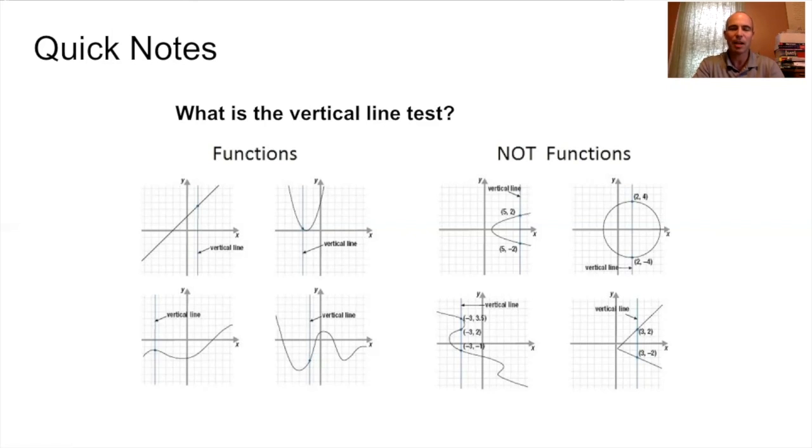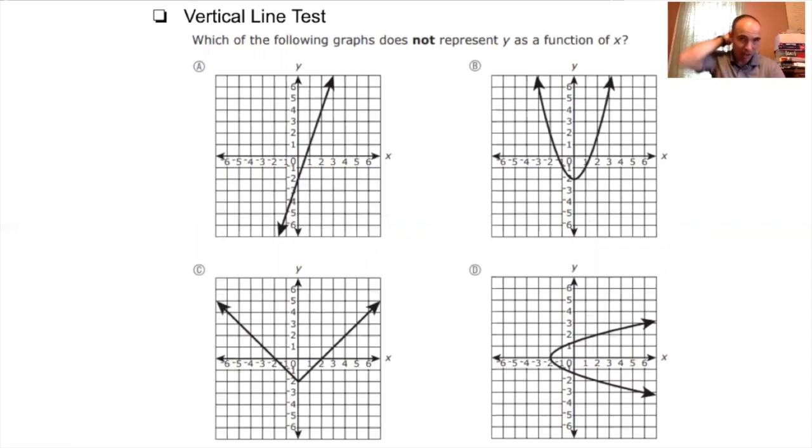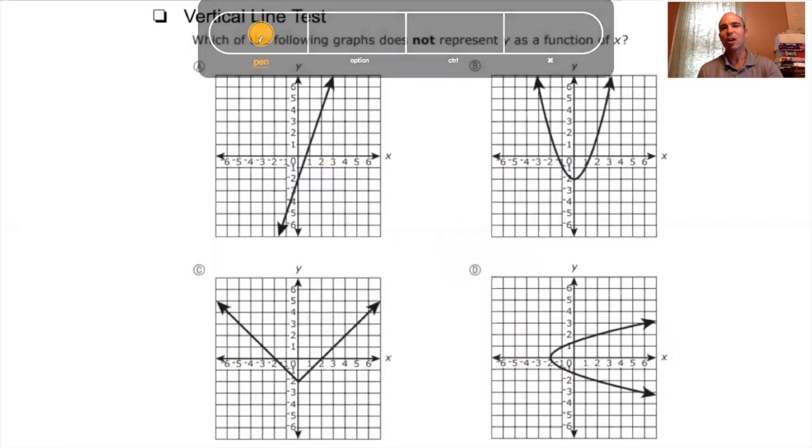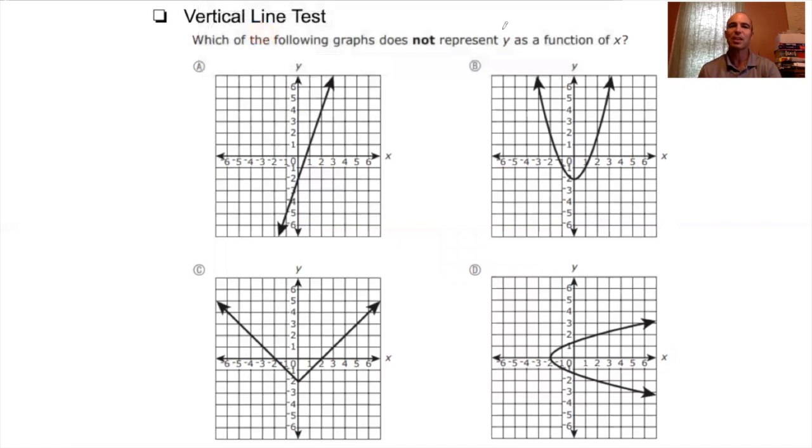I know you guys did this in Algebra 1, so I'm moving along here, right? And so this is actually an MCAS question that is asking you to use the vertical line test. Which of the following graphs does not represent a function? Y is a function of X.